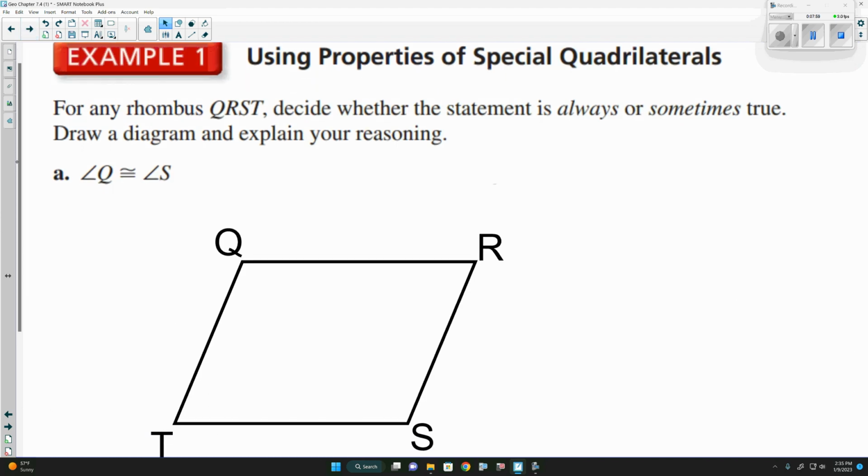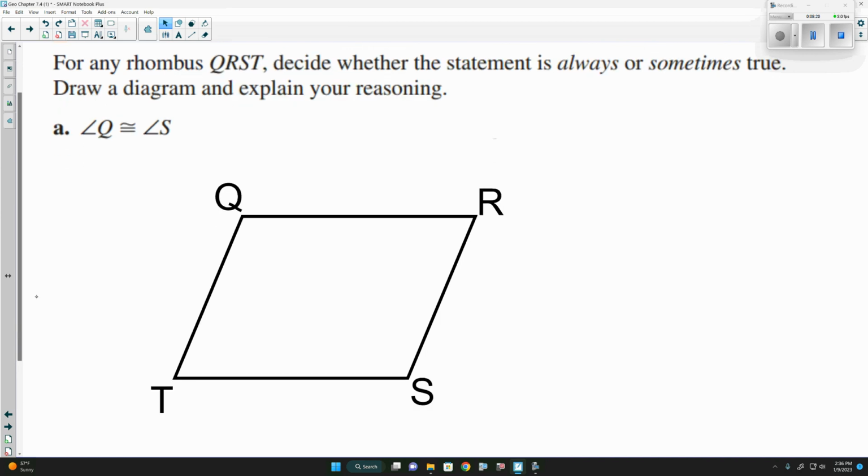So, for these first few here, we're going to say always, sometimes, or never. Decide whether the statement is always or sometimes true. And we'll look through these and see if it is or not. For any rhombus QRST, can we say Q is congruent to S? Would this be always or sometimes true?